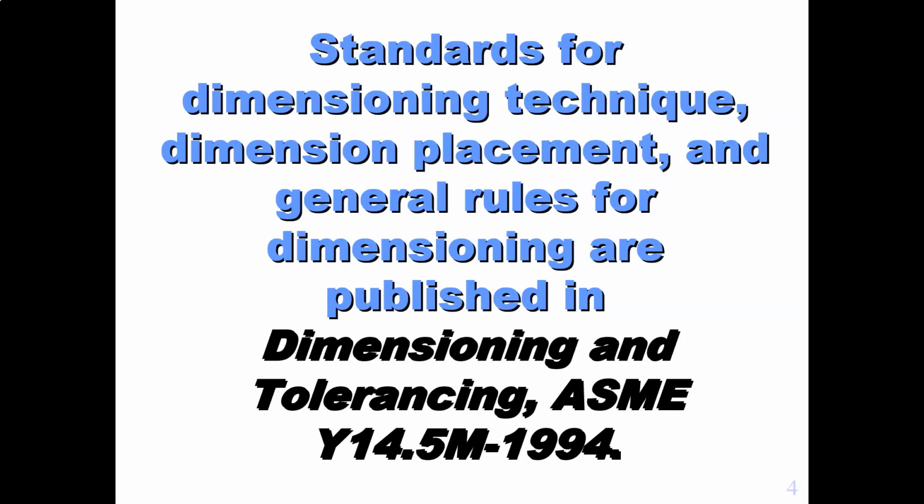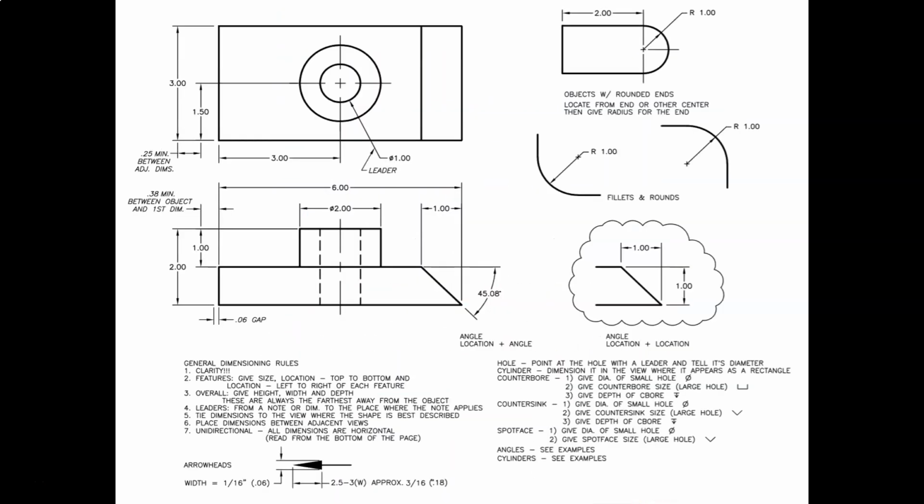So our standards for dimensioning, as far as our rules go, are put in place by the ASME Y14.5-1994. ASME is the American Society of Mechanical Engineers, and Y14.5M-1994 is the code in their handbook that tells how to do these. So let's look at some techniques.